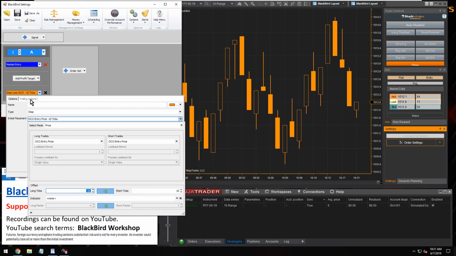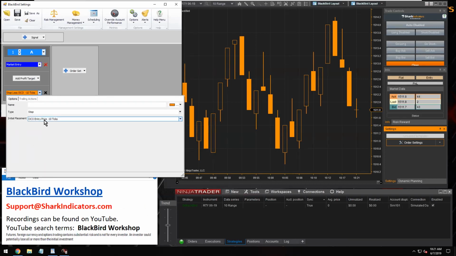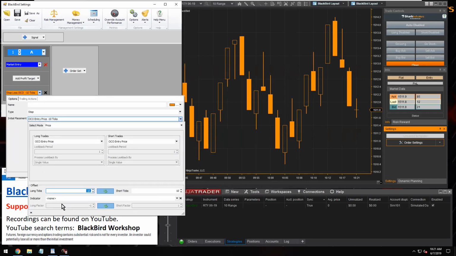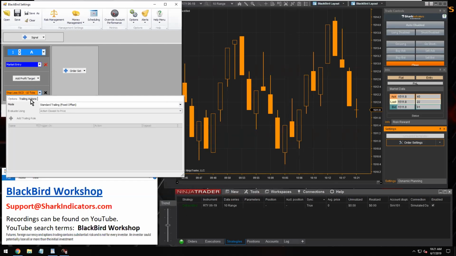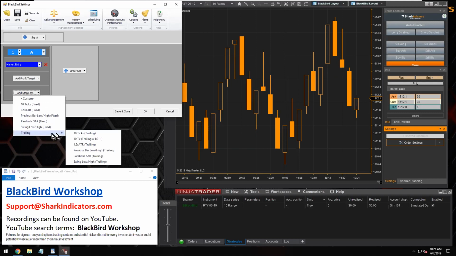Going back to the trailing actions tab, the standard trailing just takes whatever was calculated in the offset section and uses that as a fixed trailing offset. That's why it says fixed offset. So that's the most basic. Let's cancel that stop loss and take a look at another one.